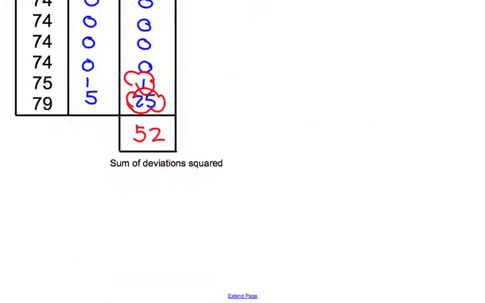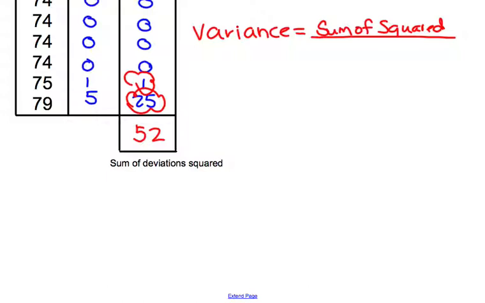All right, now we're going to go ahead and find the variance. In order to find the variance, we're going to take this sum of squares and divide it by the amount in your sample set. So our total was 52. The amount of people on the team, your sample set, was 10. So now when we divide this, we get 5.2. So that is our variance.